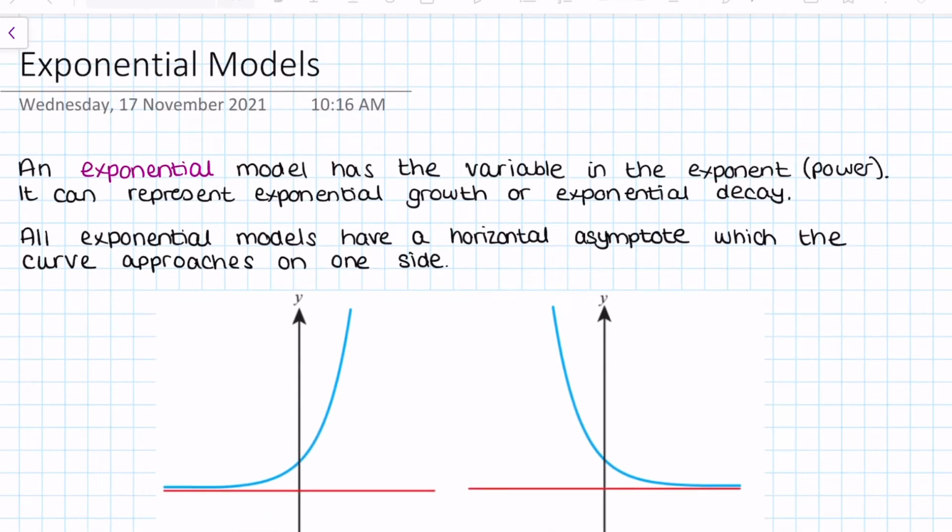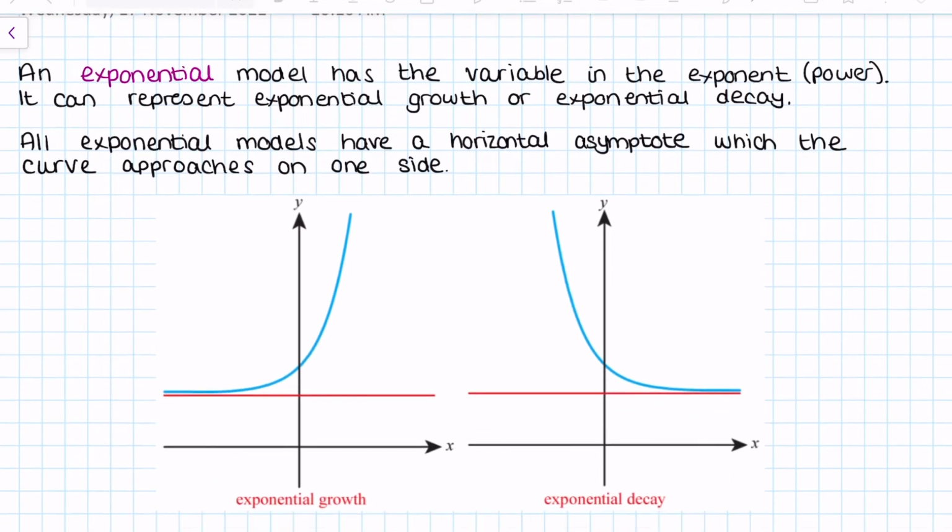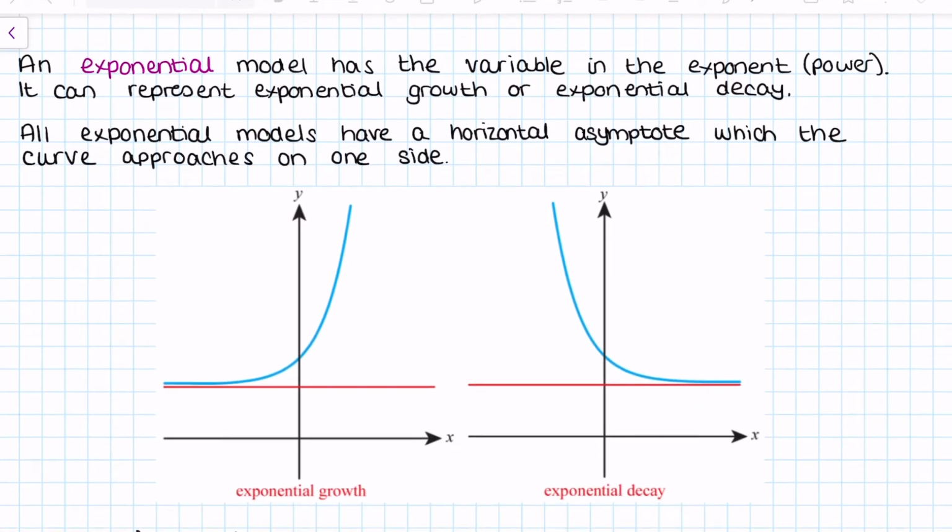This video is on exponential models. An exponential model has a variable in the exponent or the power. It can represent exponential growth or exponential decay. All exponential models have a horizontal asymptote which a curve approaches on one side. So these two graphs here, the first one shows exponential growth and the second one shows exponential decay.